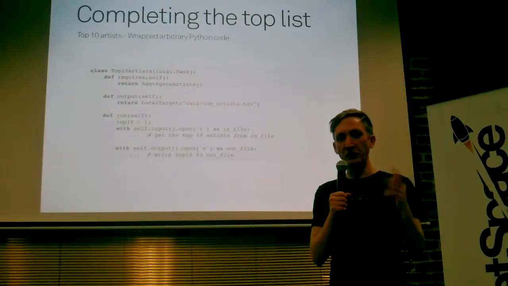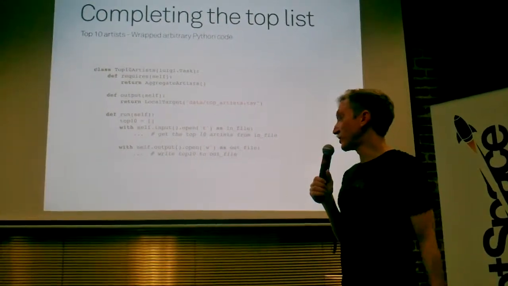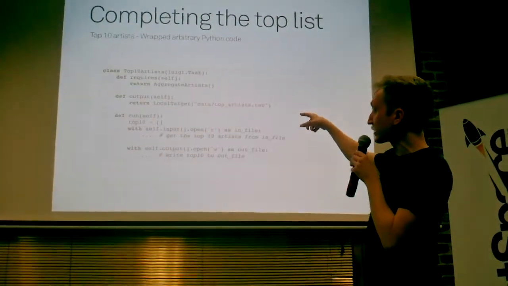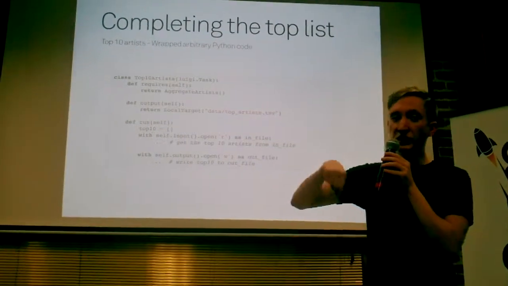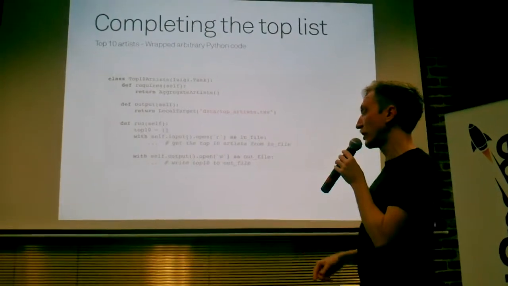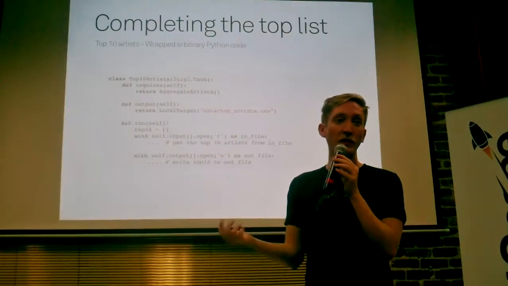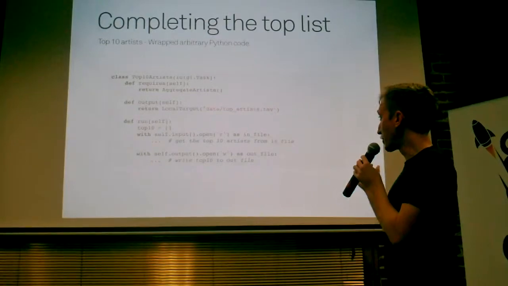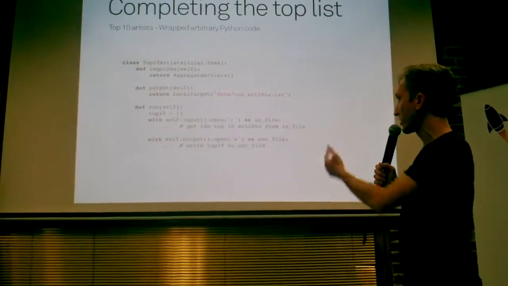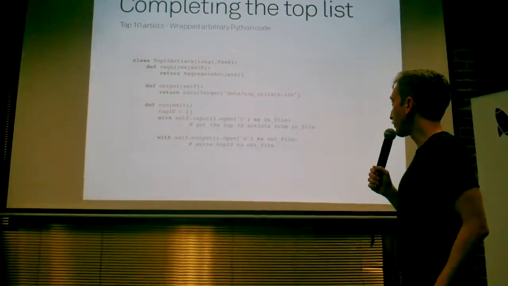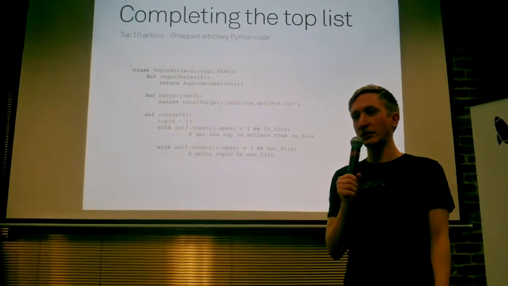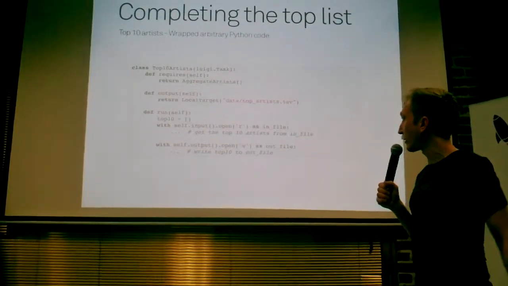To complete our top list example, this would be a possible second step in that chain. We would, in this case, require aggregate artist, which is the previous step that we defined, and we will output it, in this case, a local target, which is a local file on our machine, which would contain the top 10 artists. And the run method isn't really important, but as you can see, we just open up the input file. It's treated as a regular Python file object. There's nothing special about it, and then you just write to the output file.